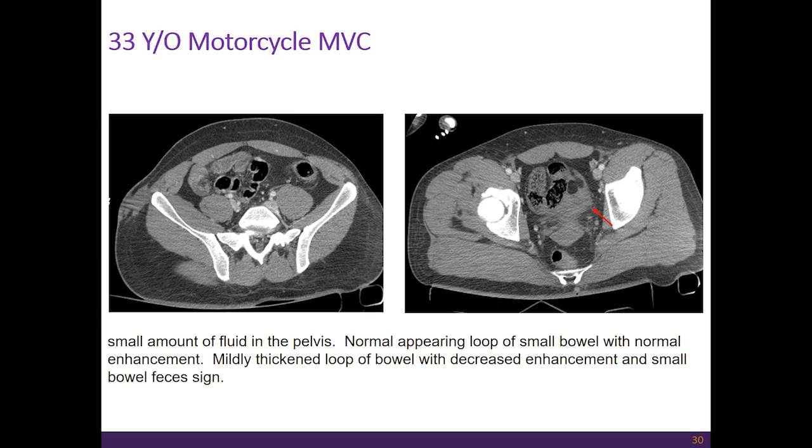Finally, a 33-year-old motorcycle involved in MVC. There's a small amount of fluid in the pelvis. There's a normal appearing loop of small bowel with normal enhancement. There's a mildly thickened loop of bowel with decreased enhancement and a small bowel feces sign.